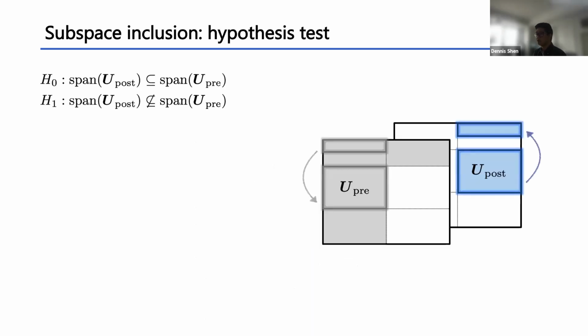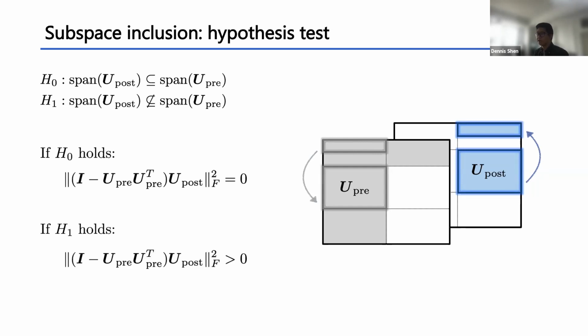So in light of our revealing simulations, I'm now going to describe a data-driven hypothesis test to check when subspace inclusion holds in practice. And to gain an intuition for this test, let's consider the following two hypotheses. So our null hypothesis H0 is that the span of U post is contained within that of U pre, and our alternative hypothesis H1 is that it's not fully contained. Now, if I condition on H0, it follows that U post is going to be orthogonal to the orthogonal complement of U pre, represented by the identity matrix I minus U pre U pre transpose. Hence, the size of this projection is going to be exactly 0. In contrast, if H1 holds, then this value is going to be strictly positive. Therefore, the size of the projection serves as a very natural test statistic.